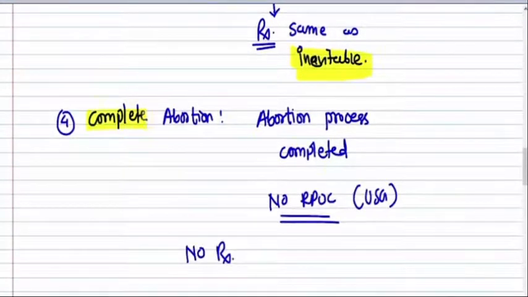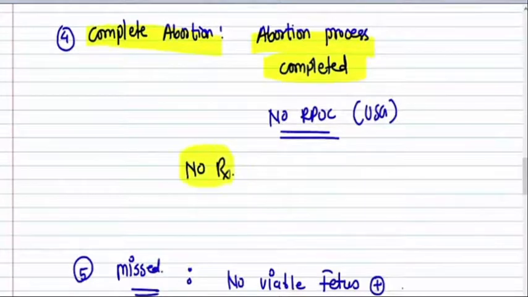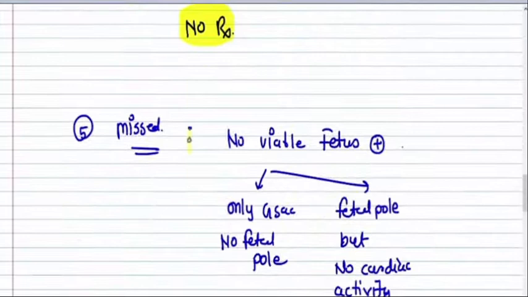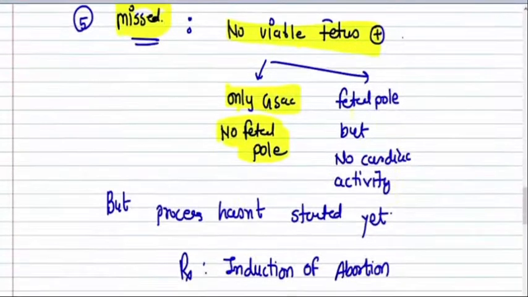Now the complete abortion, that means the abortion process has been completed and there are no RPOCs inside the uterus. Uterus is completely empty and no treatment as such is required for complete abortion. Now what is missed abortion? There is no viable fetus present in the uterus. For example, there can be only a G-sac but no fetal pole, or the fetal pole is present but no cardiac activity even after 7 or 8 weeks.